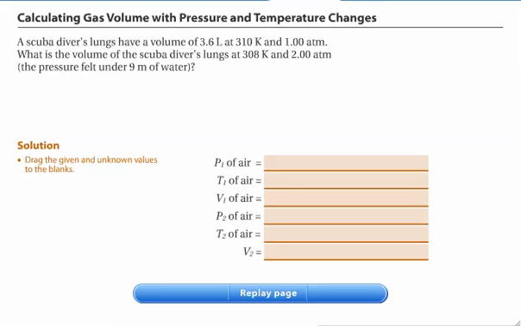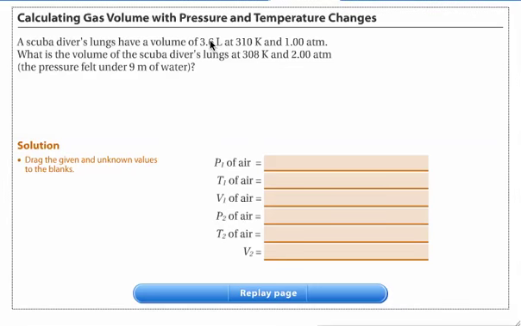We have a scuba diver, and their lungs have a volume of 3.6 liters at 310 Kelvin at 1 atmosphere. So that's probably before they jump into the ocean. Now, this first sentence gives you the first state. In other words, we want to call this V1, T1, and P1. It's very important that we keep the values for each of the variables together.